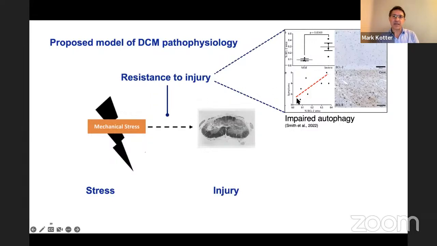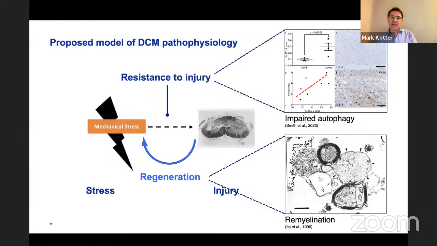And here you can see the more impaired autophagy was, and that's related to an expression of a protein called BCL2, the worse the symptoms. And you can also see a significant difference in the levels of autophagy between severe and mild individuals. So resistance is one component.